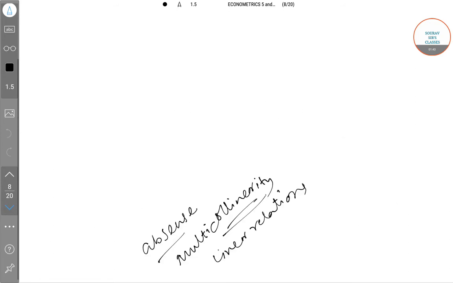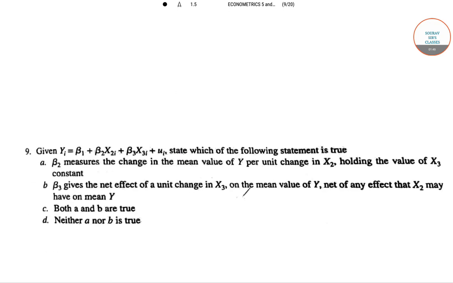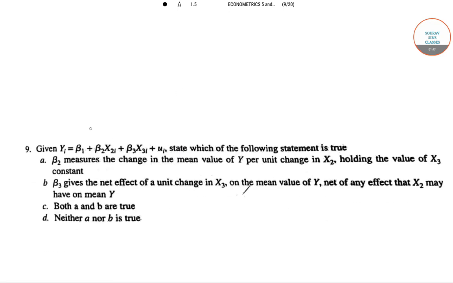Moving to the next question, in question number 9 we have yi equals beta 1 plus beta 2 x2 plus beta 3 x3 plus ui. State which of the following statements is true. Now, what do we mean by this? When we take the partial change of y when x2 is changed, we have beta 2. So beta 2 actually measures the change in the mean value of y.